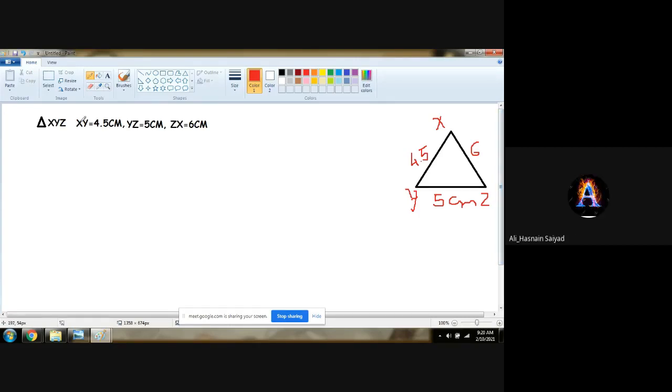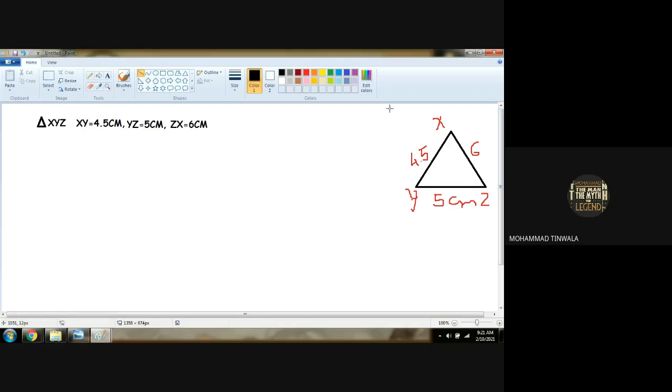Now, what kind of triangle is this? Scalene triangle. Very good. All three sides are different, so it is a scalene triangle. Now let me clarify. You can take any one line as your baseline. It is not necessary that in a triangle the baseline be 4.5 or 5 or 6 only. You can take any baseline.